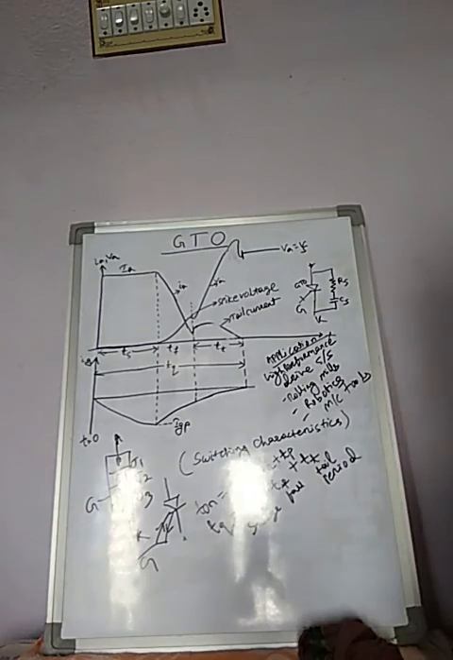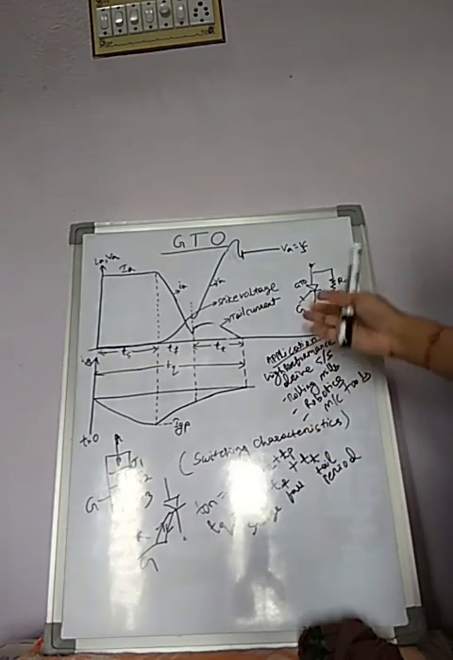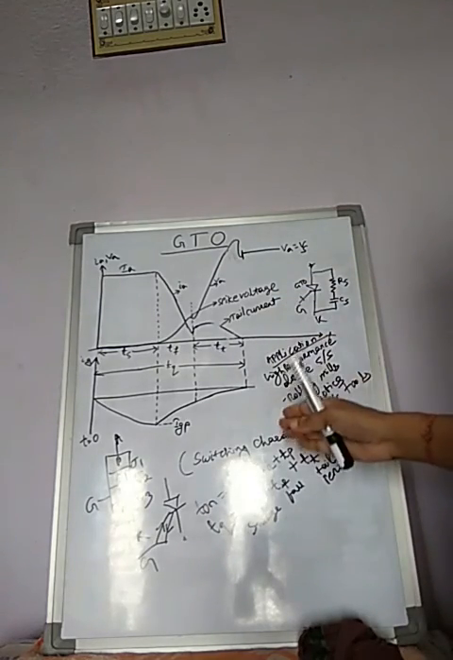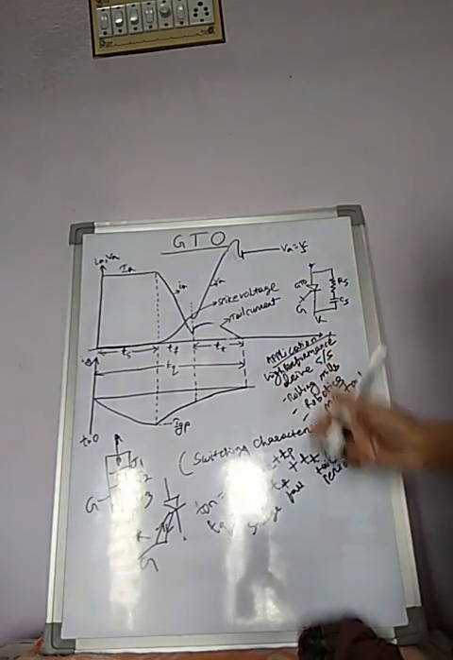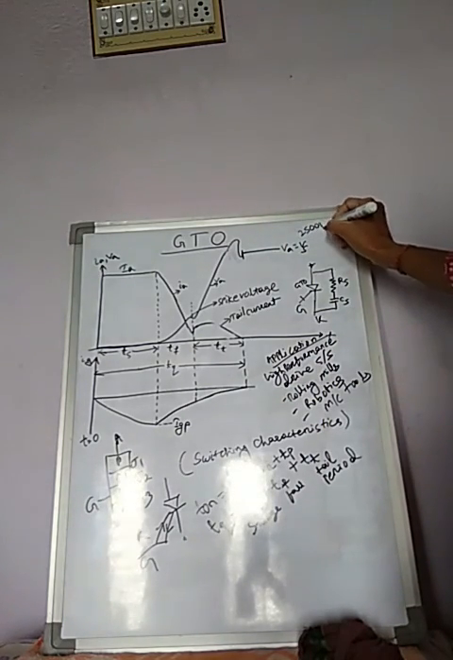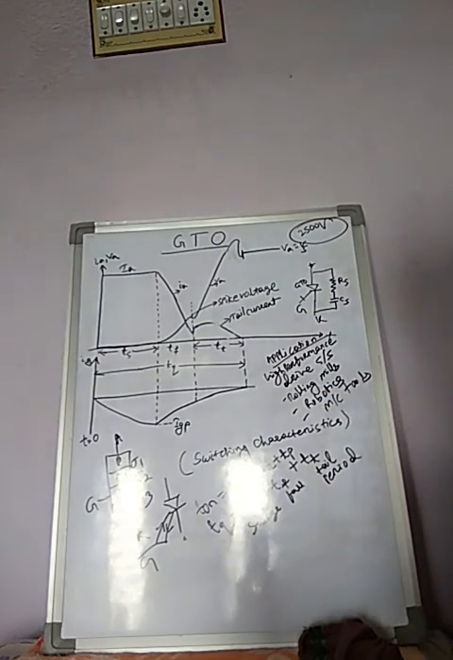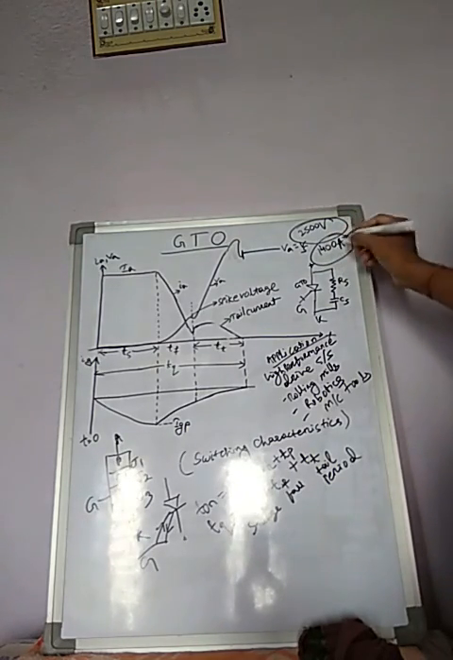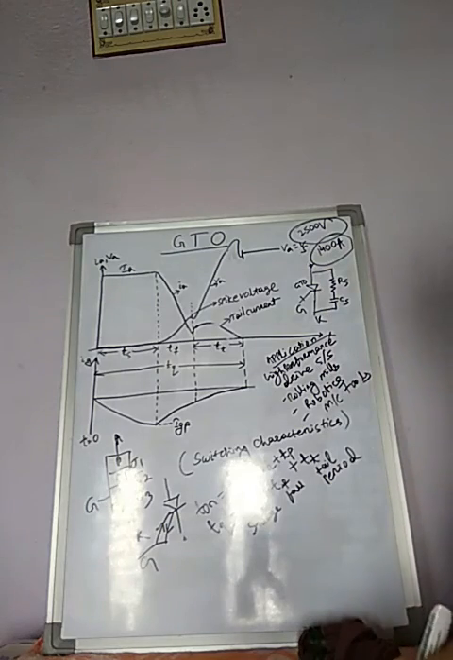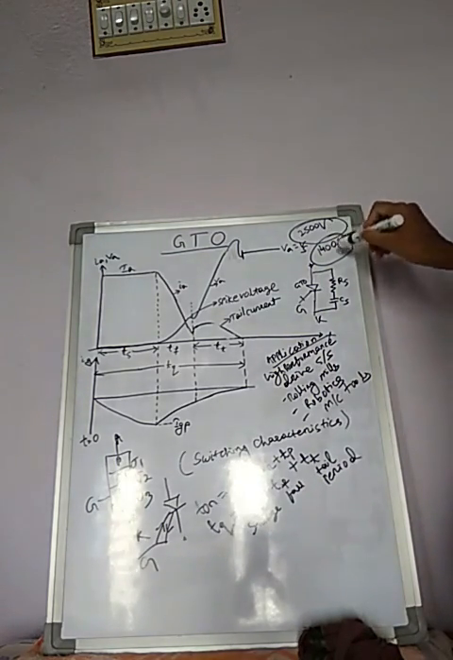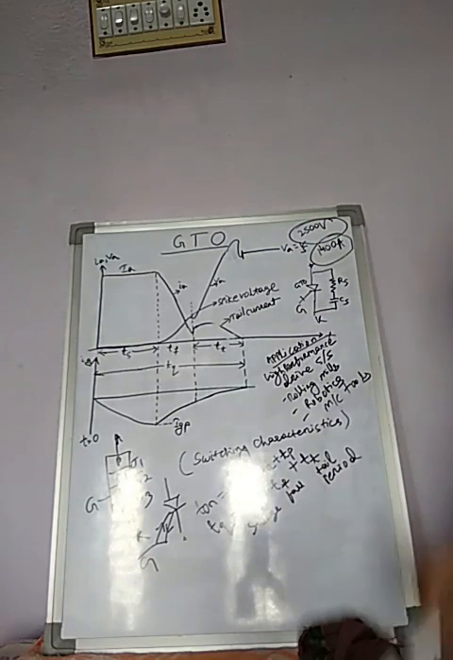At last, GTO's rating. What is its rating? Its voltage rating is up to 2500 volt, and its current rating is up to about 1400 ampere. So up to this much voltage and this much current, GTO ratings are available.